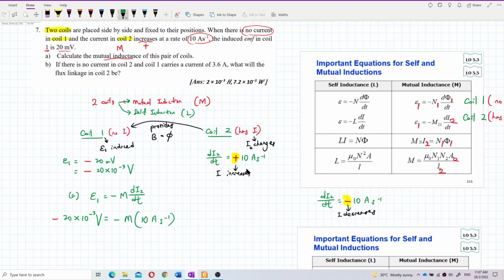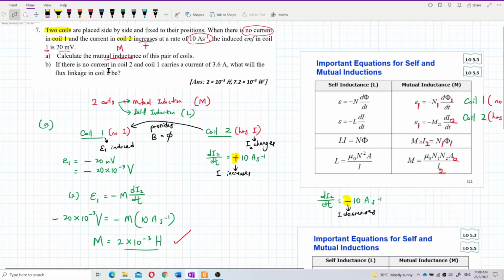So I can find my mutual inductance. What's the value? It's 2 times 10 to the negative 3 Henry. That's the answer. Is that correct? Yes, that's correct. 2 times 10 to the negative 3 Henry. That's question A.